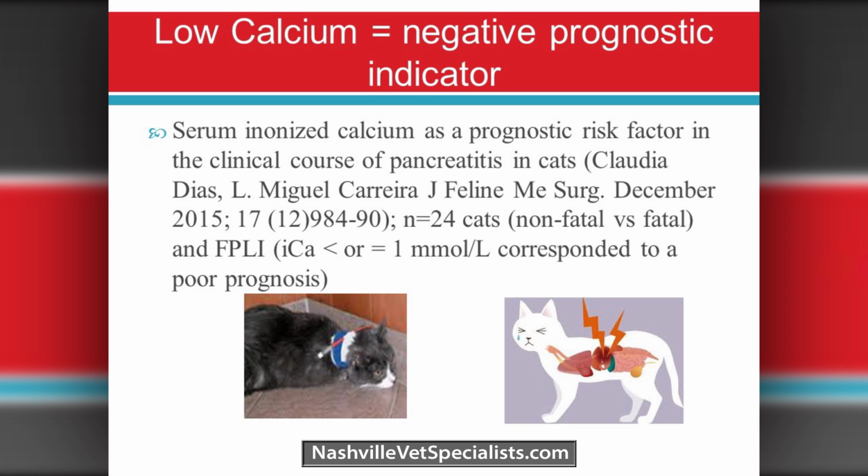There are several different studies. I know there's one for a dog. There's definitely this one I pulled for the cat. That's relatively more recent. Low calcium is a negative prognostic indicator. So when you have that really bad pancreatitis case and you wonder how they're doing, when do we let this cat go, sometimes I will use blood work to help guide me and guide the owner on where we're at. But the serum ionized calcium is a negative prognostic indicator for pancreatitis in cats.